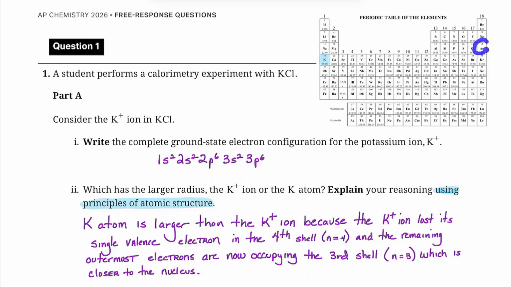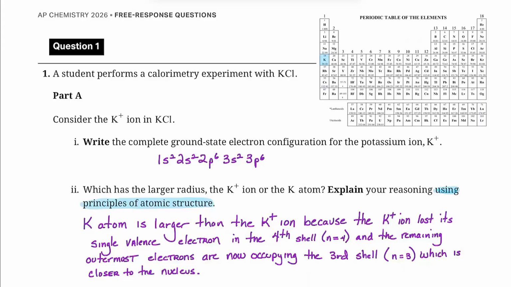Now, of course, we don't become argon. You're not losing a proton. You're losing an electron, but you're becoming as stable as argon. In any case, we get 1s2, 2s2, 2p6, 3s2, 3p6, right? Okay, so on to, and that should have been easy, 1I.